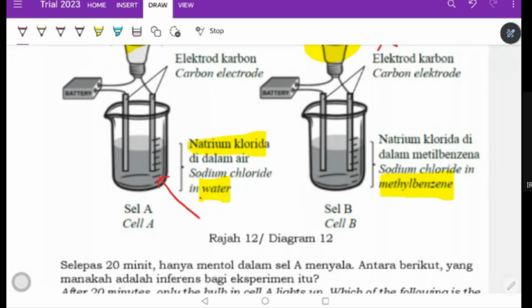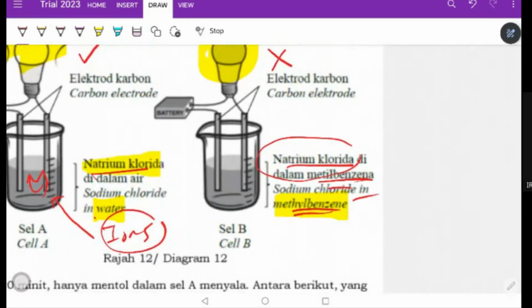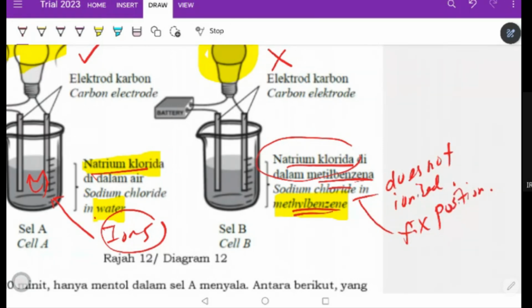Why can it conduct electricity? This is an ionic compound, right? This one also is an ionic compound. Here it has freely moving ions, meaning that it can ionize or dissolve in water to form freely moving ions. So ions can move freely, then it can carry the electrical charges. This one in the methylbenzene does not ionize. So at fixed positions, the ions cannot move freely.